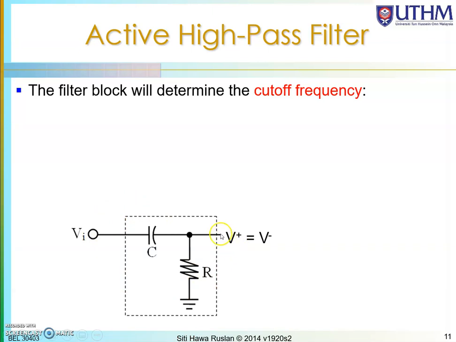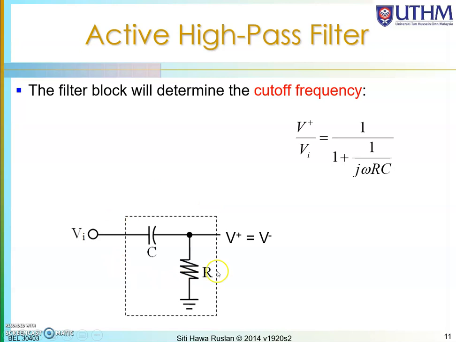So from this node is coming to the amplifier just now. It is V plus or V minus. So V plus and V minus is the voltage across R. So Vi multiplied with R over the total impedance in the circuit. So V plus over Vin will be 1 over 1 plus 1 over j omega RC.